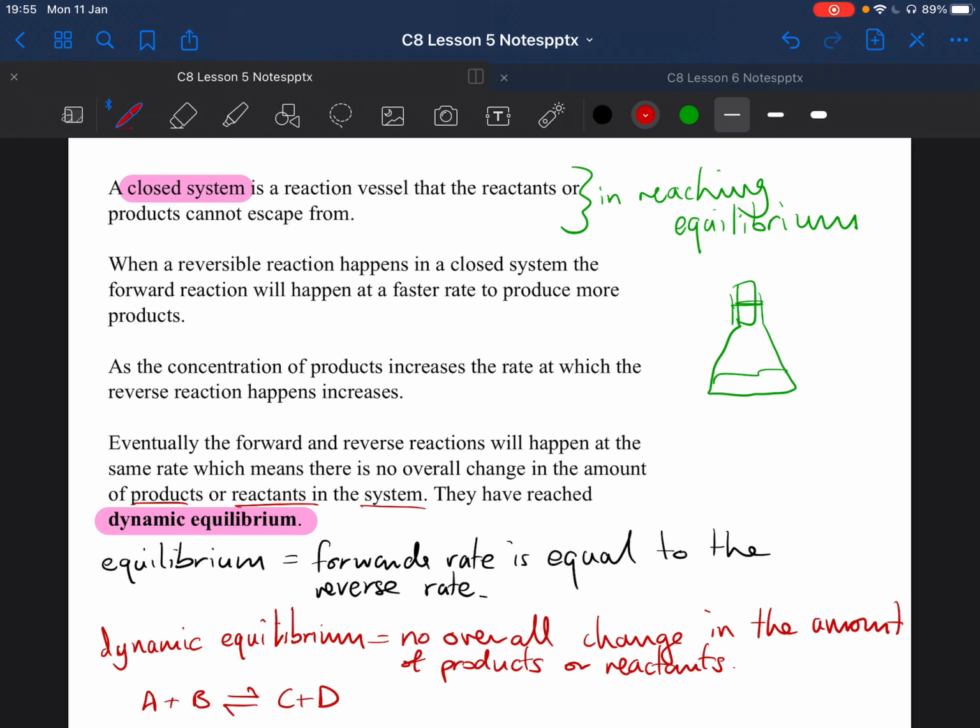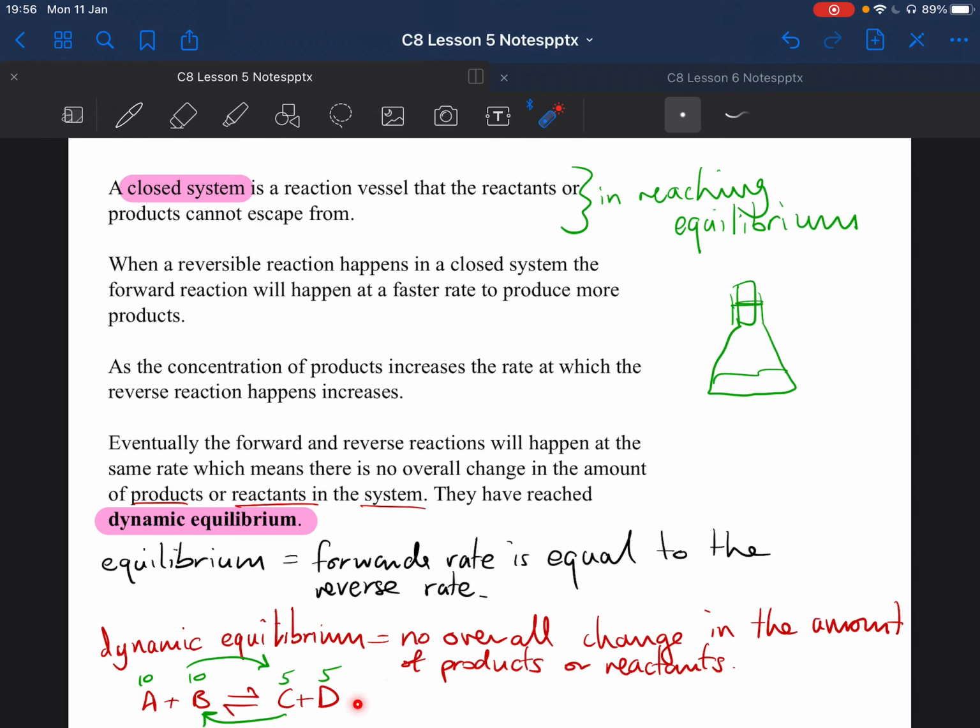Okay, so if I was to say that we have A plus B and it's a reversible reaction that makes C plus D, if it's reached dynamic equilibrium, we might have 10A, 10B, and 5C and 5D. And what we mean by no overall change is no matter how many times the forwards reaction happens or the reverse reaction happens, we will always have 10A, 10B, 5C, and 5D. Those amounts will not change.